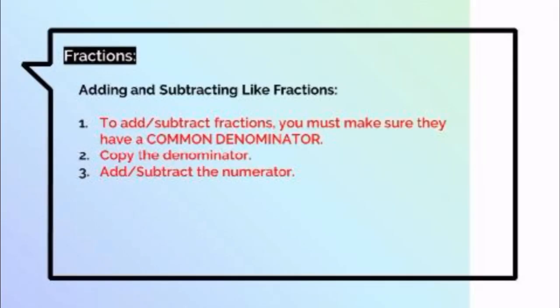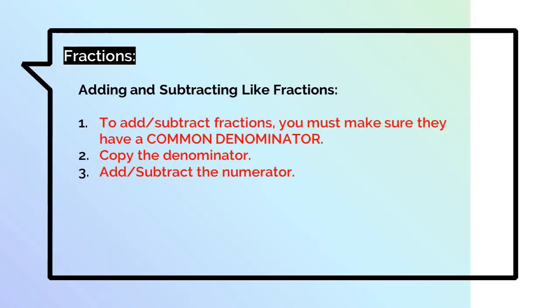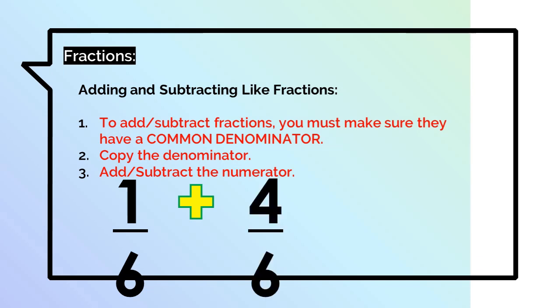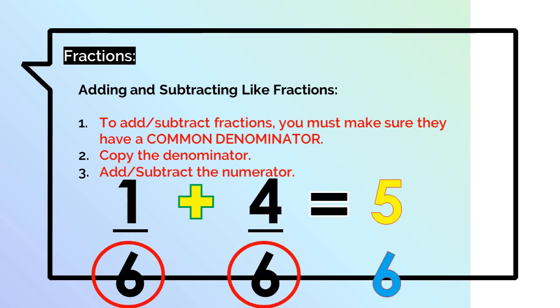Now let's have this example. This is an addition problem. 1 over 6 plus 4 over 6. They have the same denominator, so you can just copy the denominator. Then, add the numerators. 1 plus 4 equals 5. So the answer is 5 over 6.